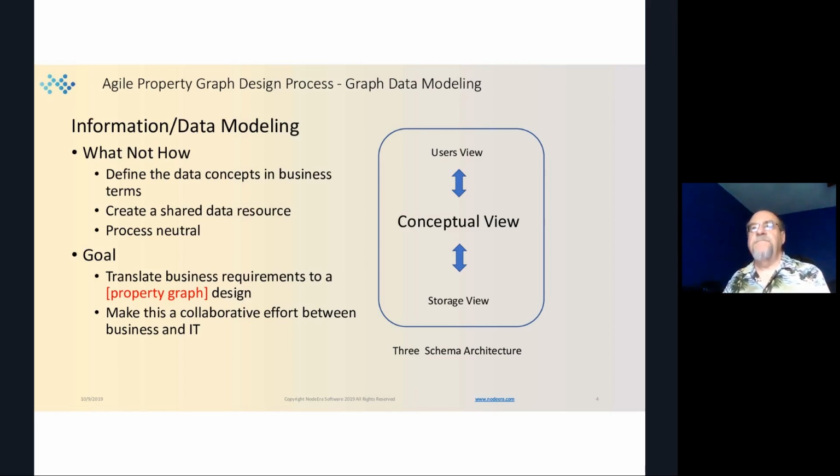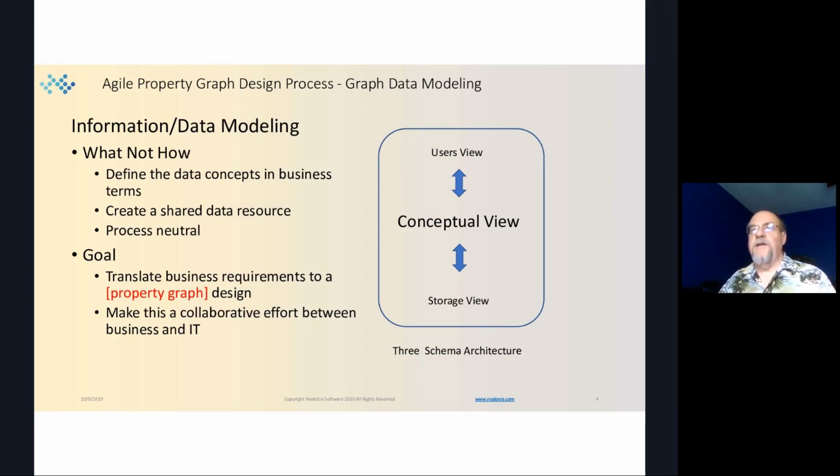And I put property graph in brackets there because if that's your primary target, that's what we're designing. In the relational world, the traditional world, we're probably going to translate business requirements into an entity relationship model. That's, I guess you could say, the more traditional or typical approach. So at any rate, that's our goal.